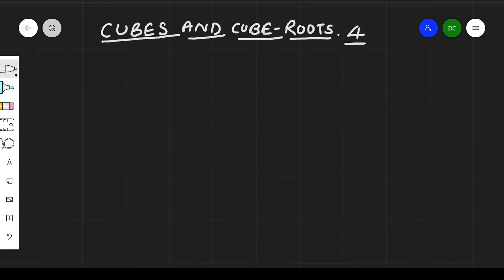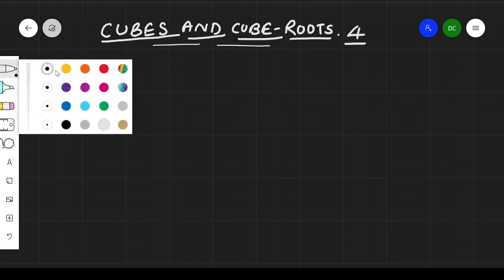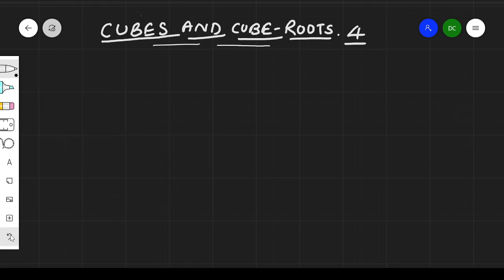So today we will start chapter number 4, cube and cube roots. We have already done square and square roots. We know how to find the square of any number and the square root of any number. So now a new chapter, cube and cube roots.